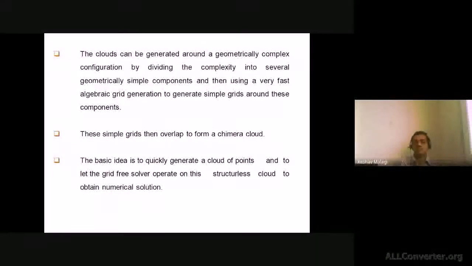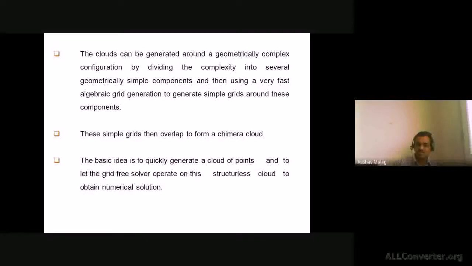And geometrically complex configuration, you can divide them into simple configuration. For example, if you take a full aircraft configuration, you can easily generate a point cloud around the fuselage, a point cloud around the wing, a point cloud around the tail surfaces of the wing, the elevators, ailerons, rudders, and then merge them to form a full point cloud on which you can solve the full aircraft. You can do this in just a few minutes of time compared to hours of time that we typically require to generate good quality grids.